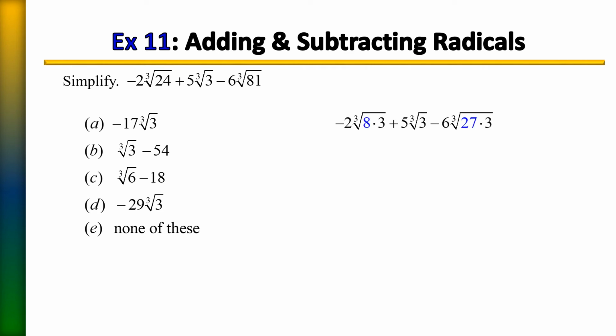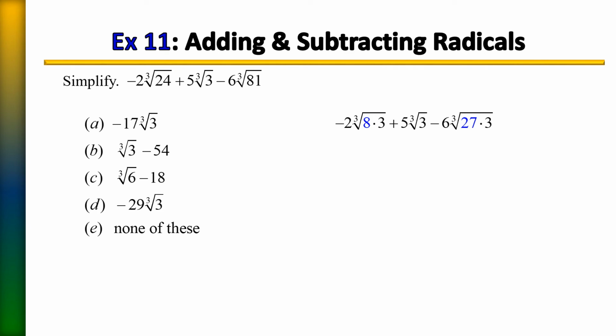8 times 3 is 24. 8 is the perfect cube. 27 times 3 is 81, and 27 is the perfect cube. Now 3 is the second term there. 3 is not a perfect cube, so you're just going to leave it the way it is. It's already in its simplified form. You cannot simplify that any further. But let's go ahead and simplify the first and last term.